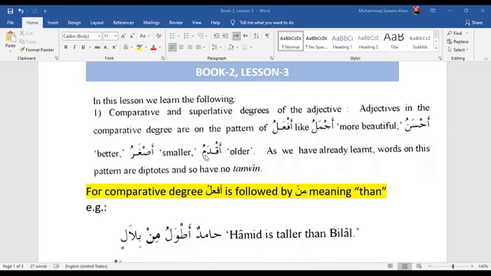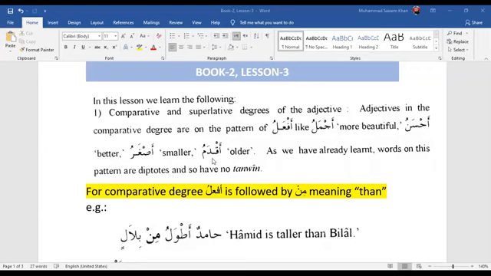And we've also learned that we make these from adjectives. Similar to what we have in English language, for example, from adjective, we make the comparative degree and the superlative degree. For example, big, bigger, and the biggest. And similarly, we have ajmalu, and the basic adjective is jamilun. So from jamilun, we have the comparative degree or the superlative degree, which is ajmalu. Similarly, hasinun, ahsanu, and saghirun, asgharu, and qadimun, and aqdamu.